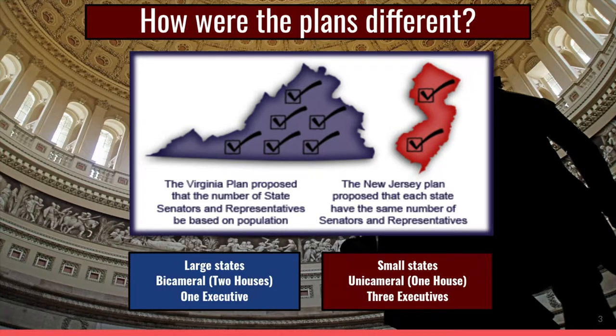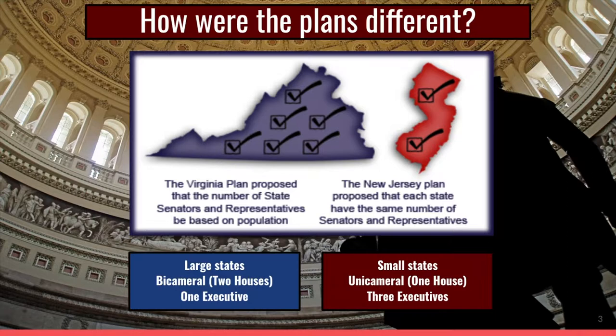This lovely slide is here to visually show you how the plans were different in very nice bullet points. So on the left, you have the large state plan, the Virginia plan proposed by James Madison. The more people you have living in your state, the more members of this new Congress you would be able to elect, and therefore the more power you would have in writing the laws for the country. They wanted two houses, both based on population, and only one executive, one person in charge. So this would have been a stronger government.